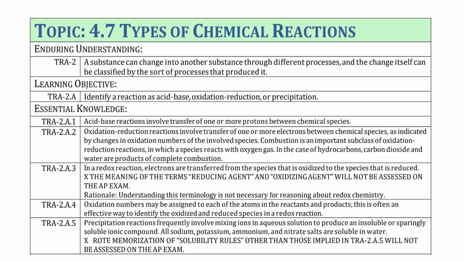So topic 4.7, types of chemical reactions. The objective is to be able to identify a reaction as an acid-base, oxidation, reduction, or precipitation. So we talked about chemical reactions, chemical processes, and all that. Some of the things you need to be aware of for the AP chemistry exam are different types of reactions, and being able to recognize oxidation numbers, like we practiced in 4.2 and all that type of stuff.